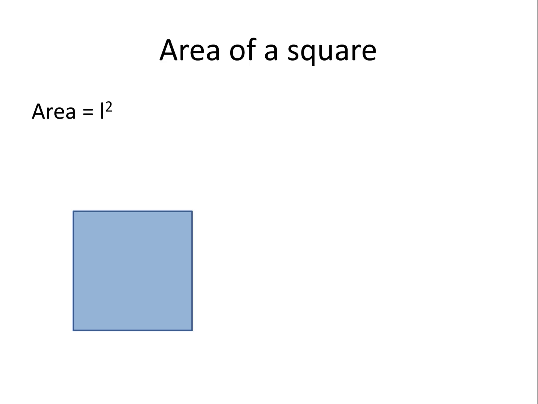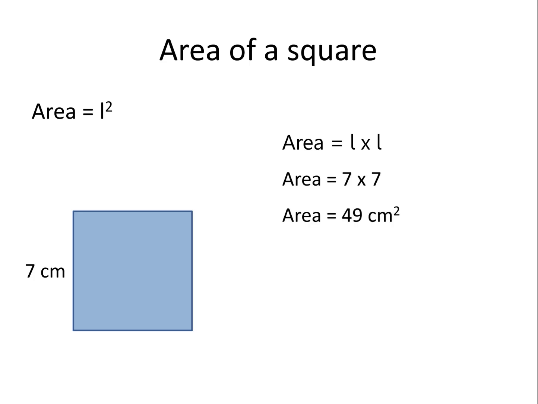Area of a square. Well, a square is a type of rectangle, which is length times width. But length and width are the same in a square. So it's the same as length times length, or length squared. Let's look at an example. I've got this square of 7 centimetres. Area equals length times length, which is 7 times 7, which is 49 centimetres squared.